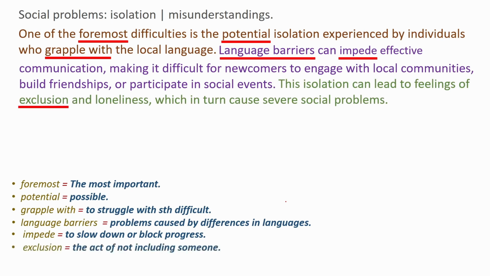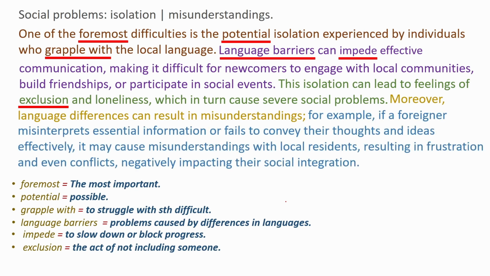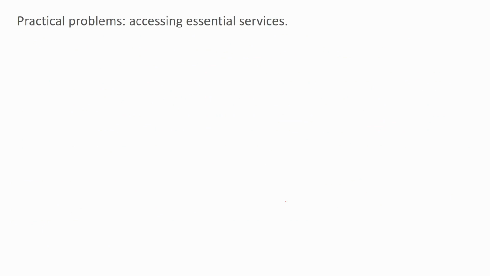Now, the second one, misunderstandings. Moreover, language differences can result in misunderstandings. An example can complete this part. For example, if a foreigner misinterprets essential information or fails to convey the thoughts and ideas effectively, it may cause misunderstandings with local residents, resulting in frustration and even conflicts, negatively impacting their social integration. Misinterprets means to understand something incorrectly; convey, to say, or to express. Frustration, feeling annoyed.